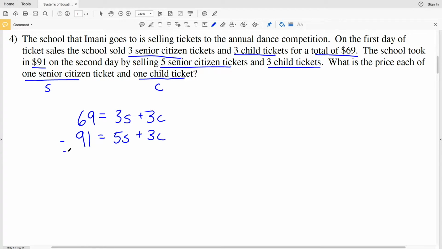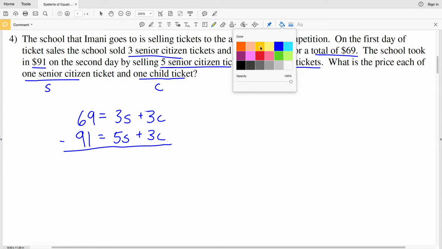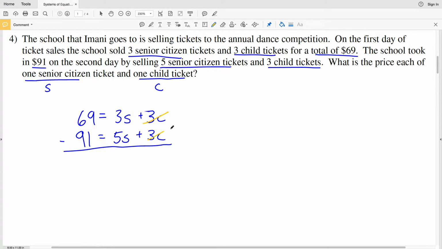Now note that they sold the same amount of child tickets each day, so we can solve this system by elimination. So if we subtract that second equation from the first equation, the child tickets will cancel out. 69 minus 91 is negative 22, and 3s minus 5s is negative 2s. So by dividing both sides by negative 2, we get that 11, and that's a positive 11, is equal to s. And s was the cost of a senior citizen ticket.